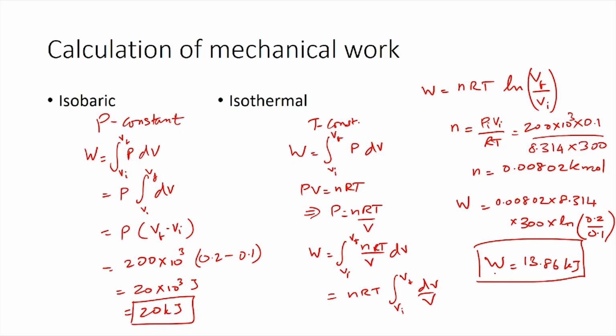So, for an isothermal process, the work which is done is 13.86 kilojoules compared to an isobaric process where the work done is 20 kilojoules. This example clearly shows that work is a path function, and although the process itself was the same, where ideal gas was expanded from 0.1 to 0.2 meter cube, because of the path which is taken for the process, the values for W were actually different. For an isobaric process we got 20 kilojoules versus an isothermal process where we got 13.86 kilojoules. Let us move on to the next concept.